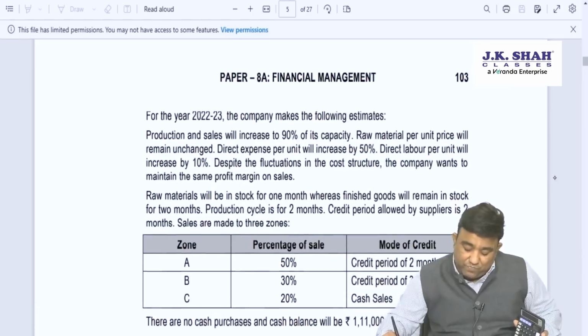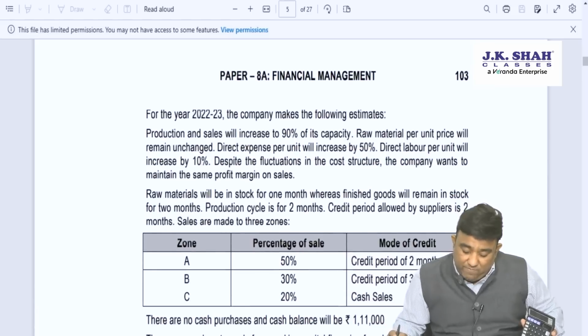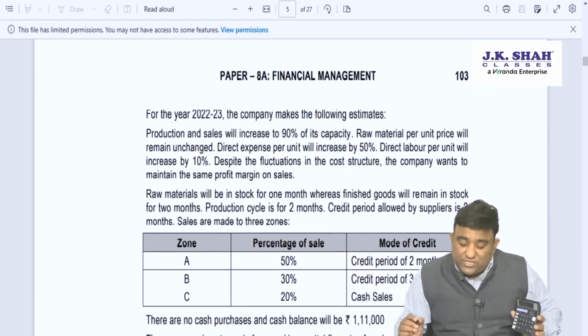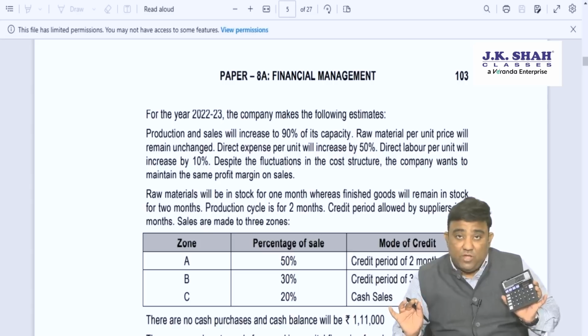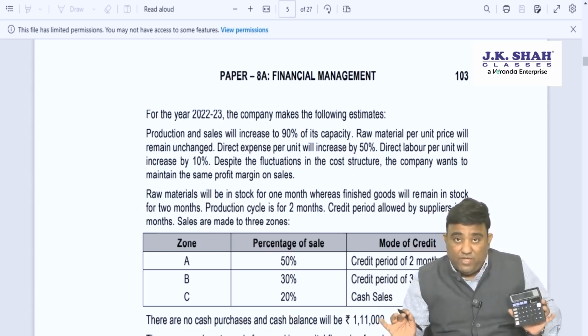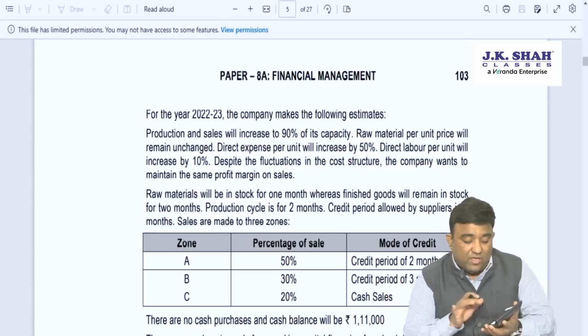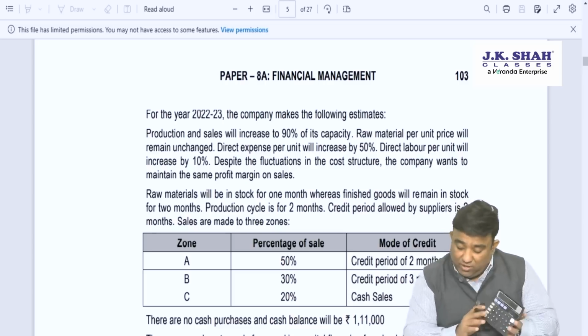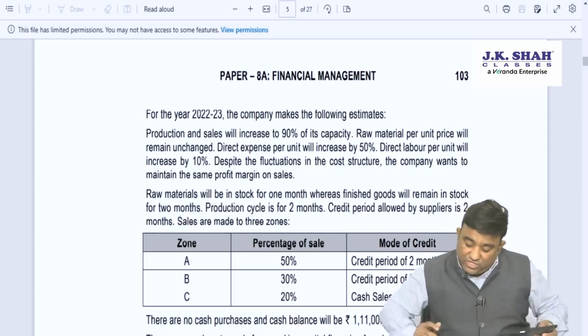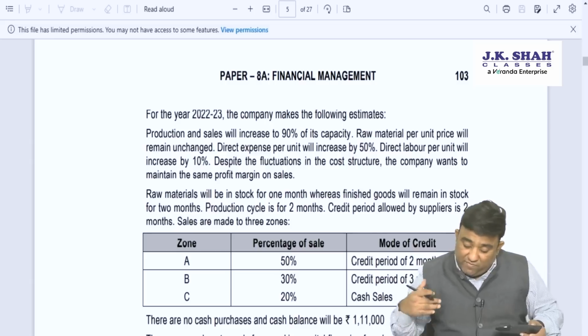Amazing. Now for the next year, 2023, company makes the following estimate. Production and sale will be 90% of the capacity. So when I say 90% of the capacity, what does it mean? It is 2 lakh into 90%. My future sales is going to be 1,80,000. Raw material price will remain unchanged. Direct expense per unit will increase by 50%.